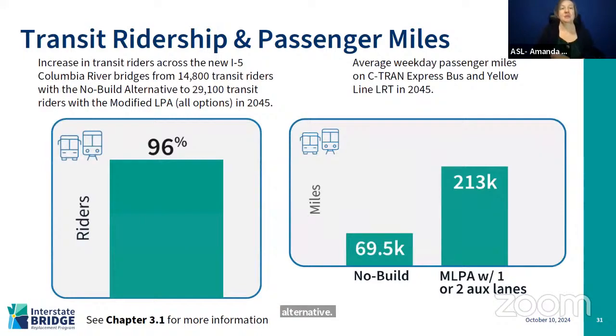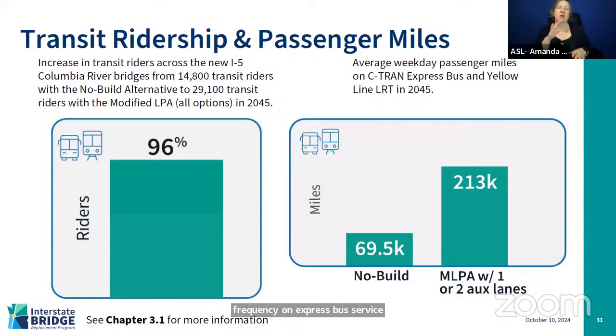Next, my last slide, I'm going to talk about transit ridership. So daily transit ridership increases almost 100% under the modified LPA and design options compared to the no build. You can see the numbers in there. The forecast for transit ridership in 2045 for the no build is 14,000, almost 15,000 trips. It increases to almost 29,000 with the modified LPA. These new riders are being attributed to the shift to transit because of the extension of light rail from the Expo Center to Evergreen, new park and ride lots, and improvements to the speed and frequency of express bus service crossing the river, as well as variable rate tolling.